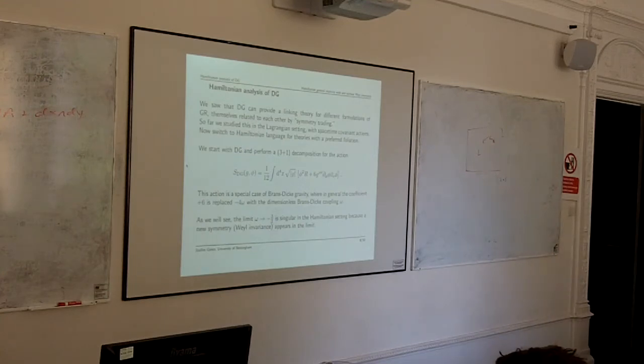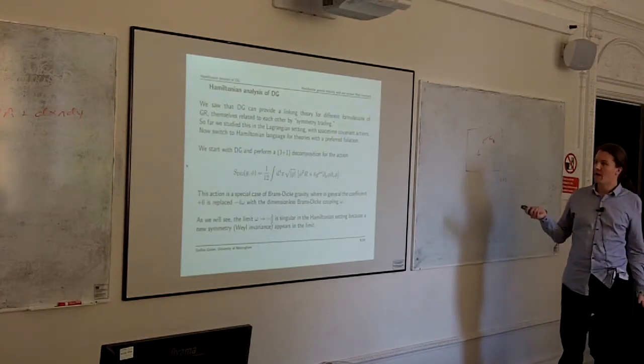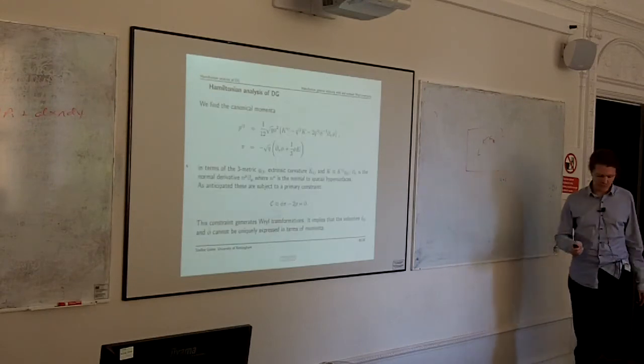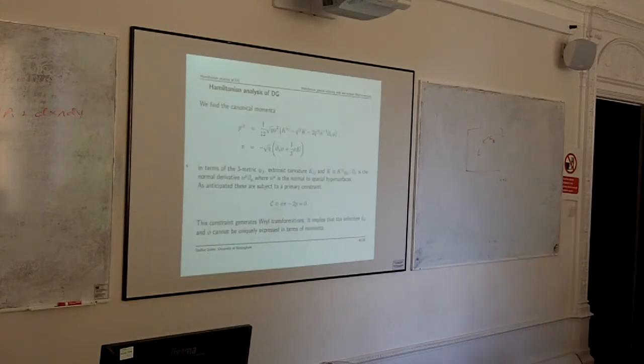So you would think that perhaps you can just take what's been done for Brans-Dicke theory and take this limit, but this doesn't work. This limit is singular because you have the Weyl invariance that just appears in this limit. Again, that's why we had to do it from scratch here. So I don't want to go into too many technical details, but I'm just going to show you the most essential features here of canonical analysis.